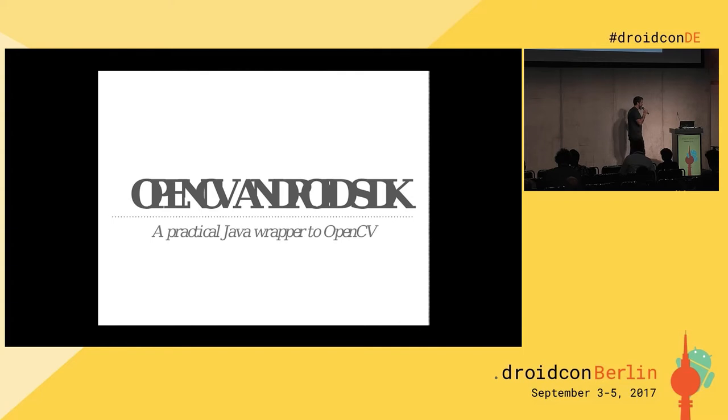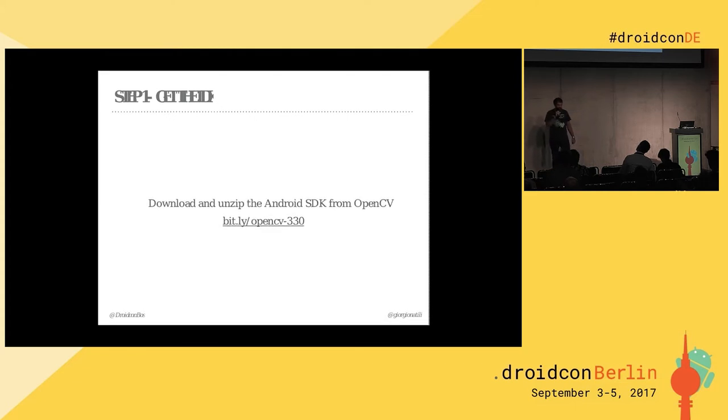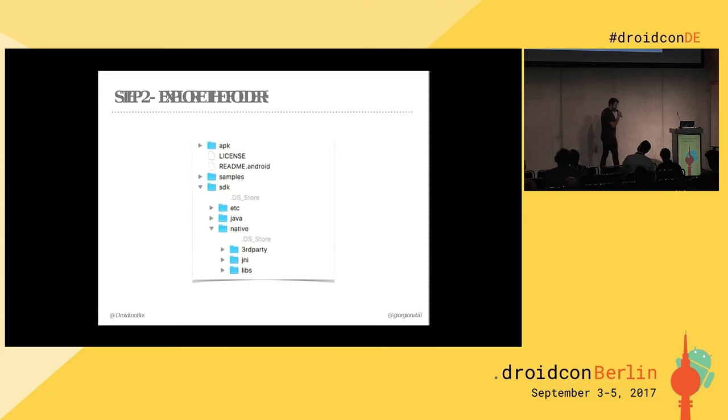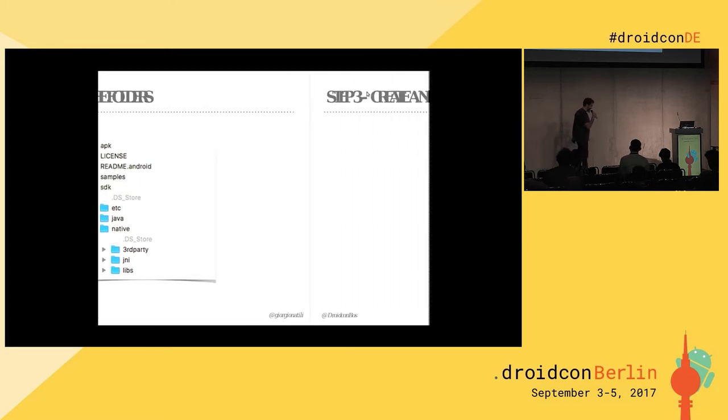In this way, we can take advantage of the OpenCV SDK for Android, that is a wrapper, a Java wrapper, around the C++ functions. So, first of all, you download the latest version of OpenCV. Then you take a look at what is inside of it. If you open the SDK folder, you'll see a Java folder and a native folder. The native one is very important because it's where you get all the compiled C++ shared object files. And the Java one is where the Android SDK actually resides.